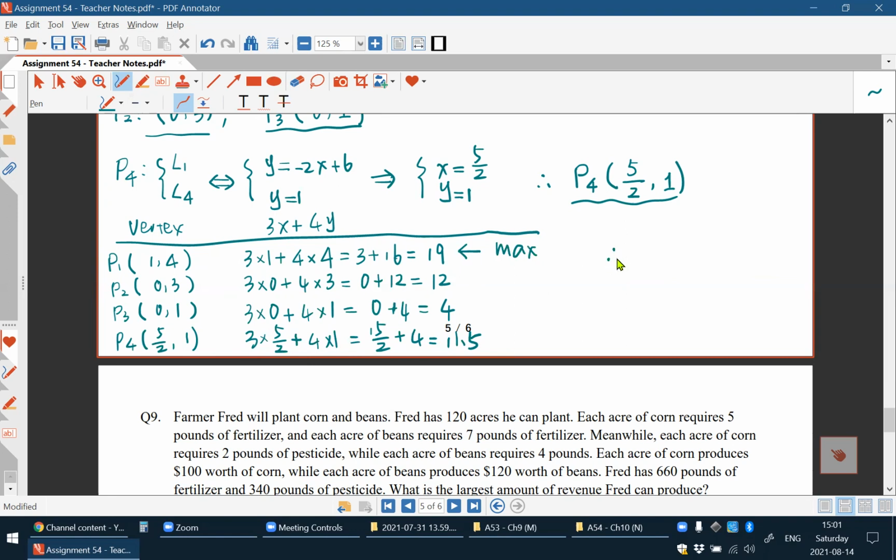So now we can make the conclusion. Therefore, when x is 1 and y is 4, the maximum of target function, which is 3x plus 4y, is 19, right?